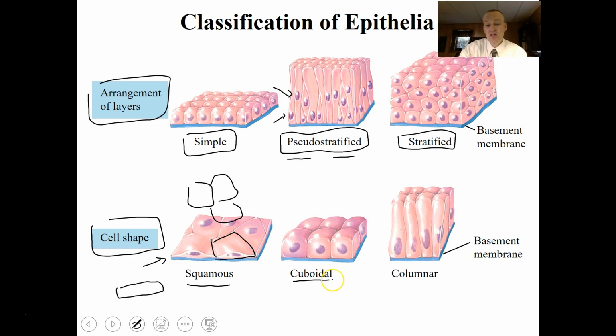You can have a cuboidal shape. Cuboidal is a cube-like shape. That's not going to be a real perfect cube. You know, it might be kind of like a rounded cube, but it's kind of cube shape. And then you can have a column shape, and that's going to be what we call columnar. Now you can put all these things together to make different names.